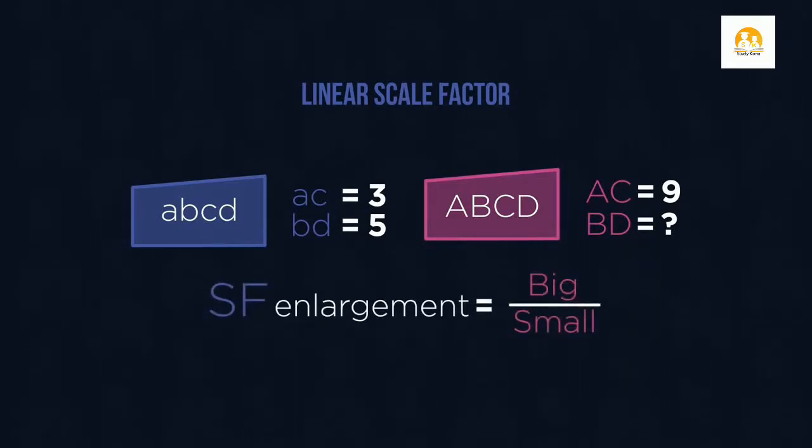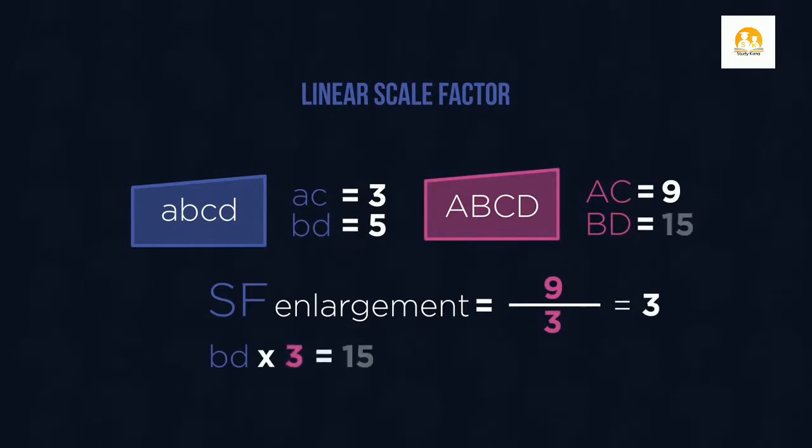We divide the size of the big known side, A'C', which is 9, by the size of the small known side, AC, which is 3. The enlargement scale factor is therefore 3. To calculate the size of B'D', we multiply BD by the scale factor of 3, and we get 15.